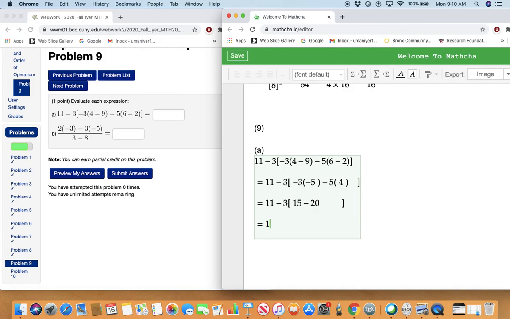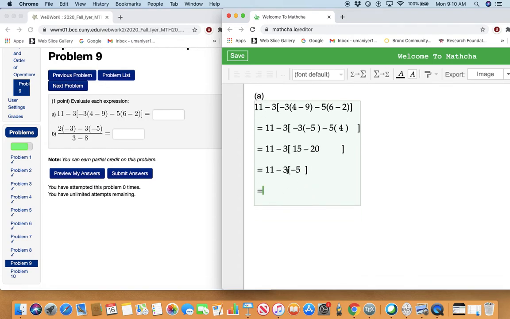Okay, now this is your problem. So here this expression, forget everything else. Worry about the brackets first. 15 minus 20, that's a bigger magnitude, so it's going to be negative. Difference is a 5. Okay, so at this point, multiplication takes precedence over subtraction. So minus 3 times negative 5, so that's a negative 15. So 11 plus 15, that is a 26.